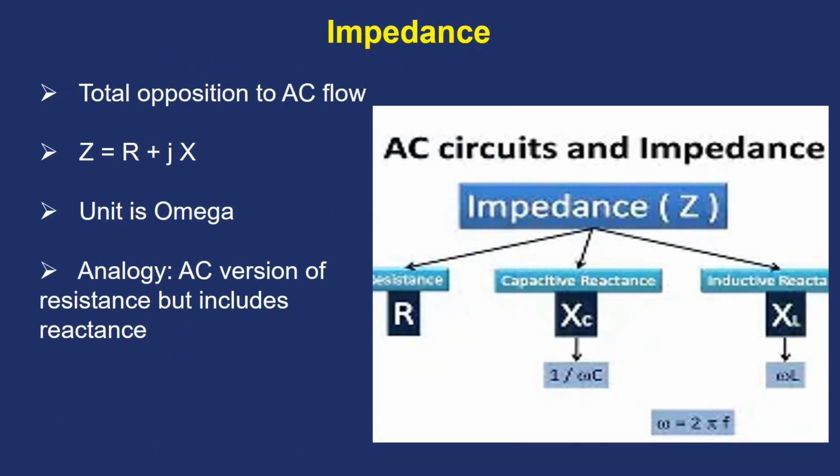Next terminology is impedance. Impedance is the total opposition to the AC flow. If you talk about DC, there is only resistance R. But if we talk about impedance, then the jX part, the imaginary part, will be added. And the jX, we have studied, is of two types. One is capacitive and one is inductive. So all three things, the resistance, capacitive reactance, and the inductive reactance, come under the definition of impedance. It is the AC version of resistance, but it includes reactance.